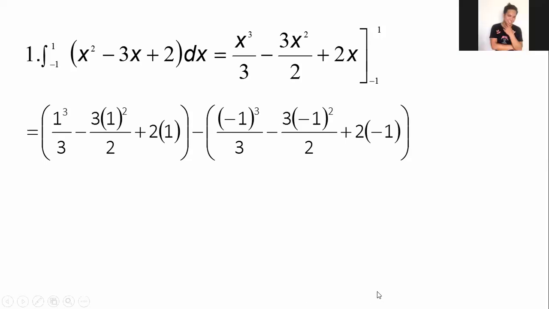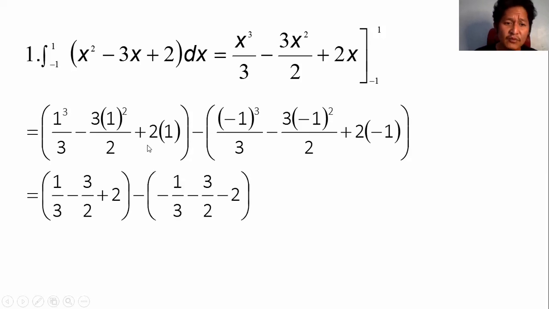Yes, sir. Opo, sir. Okay, so pagkatapos ito, i-simplify na lang natin ito. So simpleng arithmetic na lang to. So 1 over 3. Ito 3 times 1. So maging 3 halves plus 2. Okay, and then this becomes negative 1 cubed. So negative lang yan. Negative 1 over 3.